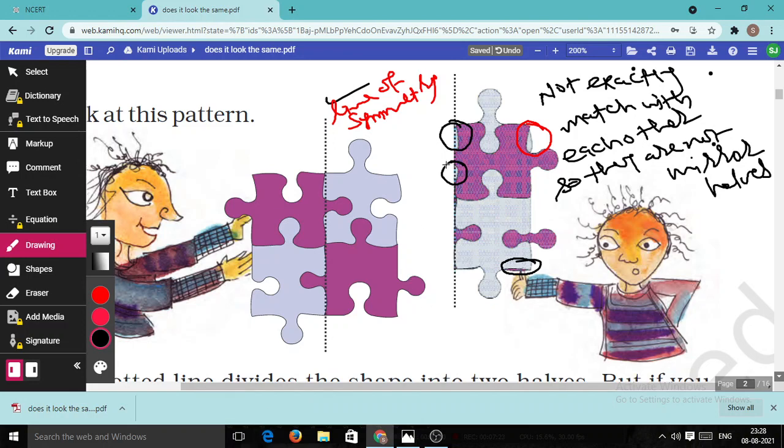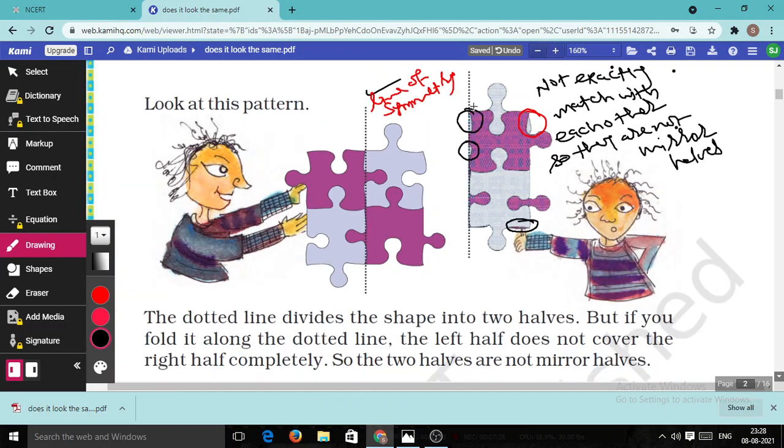So what is given to us? I will read it. The dotted line divides the shape into two halves, but if you fold it along the dotted line, the left half does not cover the right half completely, so the two halves are not mirror halves. I have written here why this is not called a mirror half. So you will understand very clearly, I hope so. So we'll turn toward the next topic.